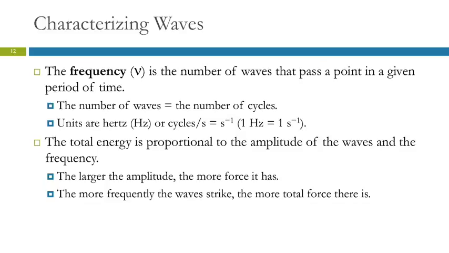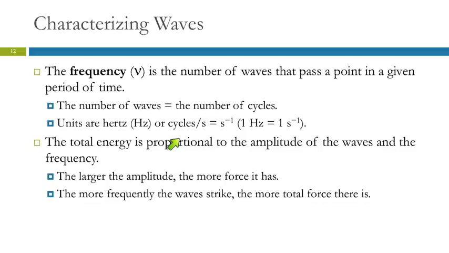So if you're standing in the surf at Pismo and you count how many waves crash into you in 5 minutes, that would be the frequency of those waves. You know, this many waves per 5 minutes. Usually we measure it per second. So we count the number of waves or the number of cycles per second. And that tells us how frequently this event occurs.